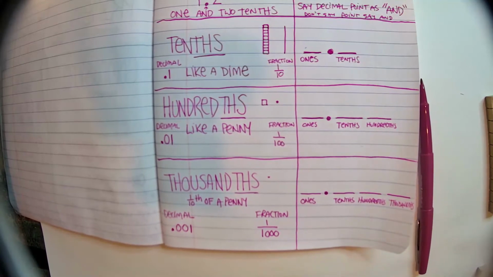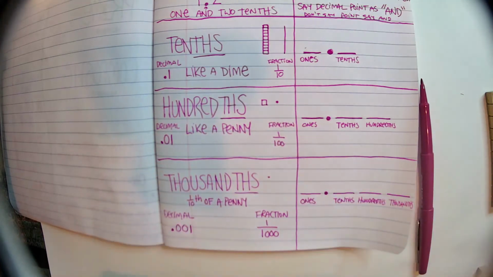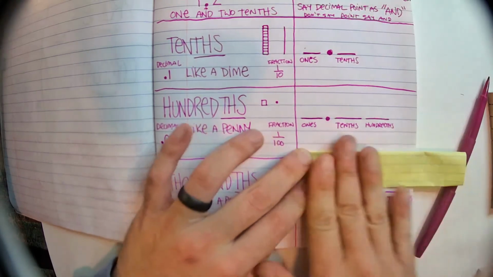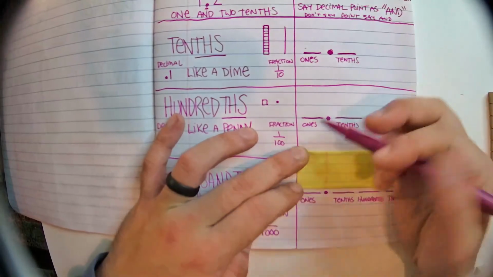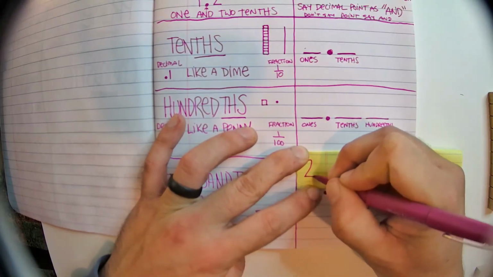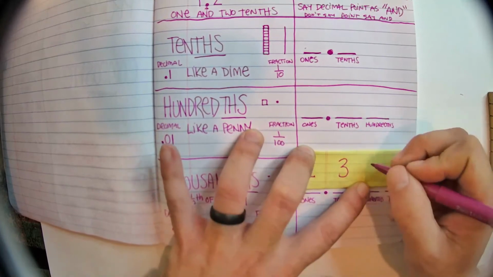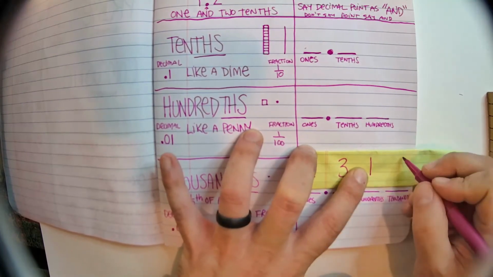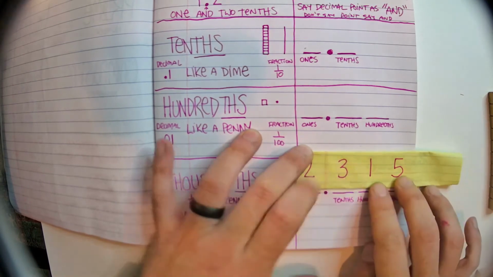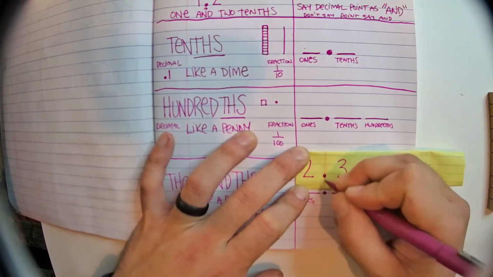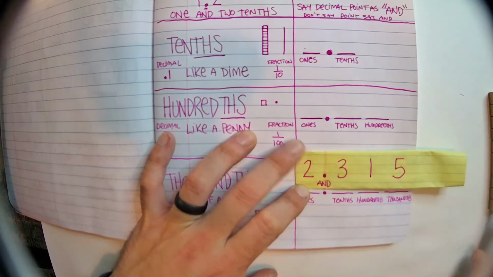All right, so if someone gave me a number, I'm gonna try and make this work for y'all. Let's pretend that we have a number. I'm trying to make the smallest piece of paper right now. I can't. Okay, so we're gonna put a number in each place value, and then we're gonna read the number. Let's say that we have a 2 in the ones place, a 3 in the tenths place, a 1 in the hundredths place, and a 5 in the thousandths place. All right, remember your decimal point is right here, and we say and for the decimal point.